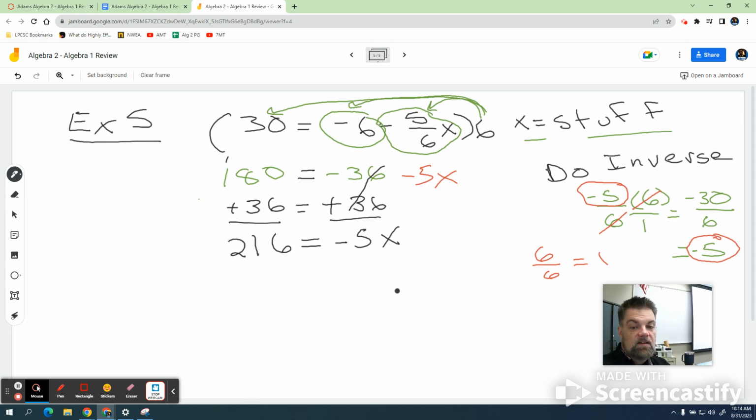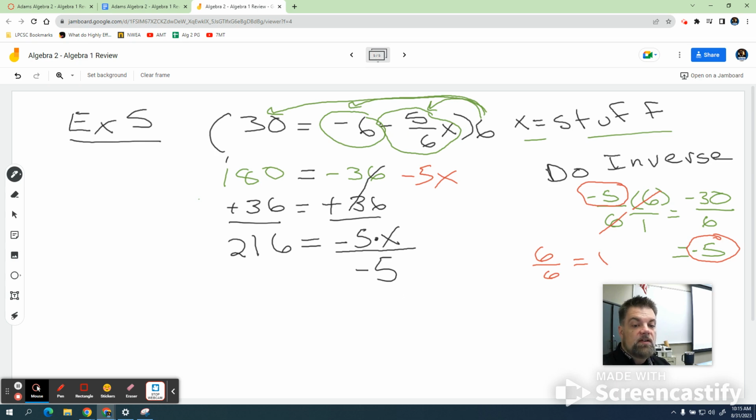That's right. Now I'm going to get rid of the negative 5. Now technically, negative 5x is the same as negative 5 times x. What's the inverse of multiplying? Dividing. Don't forget the negative sign.